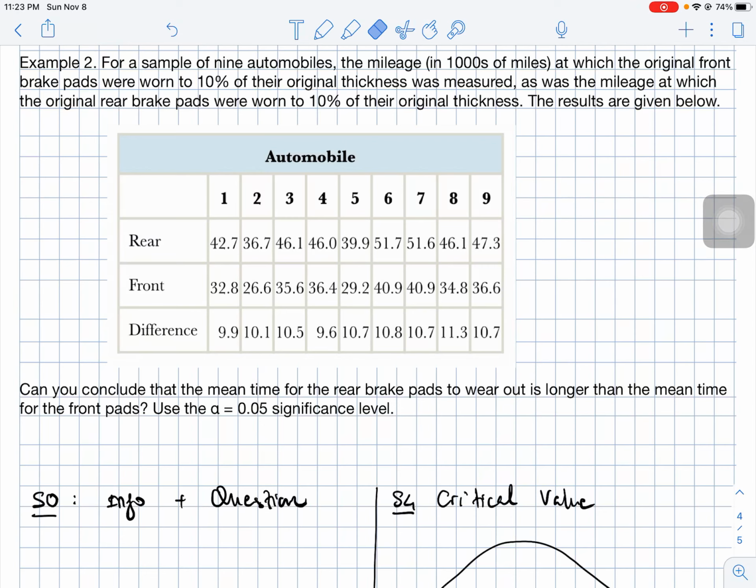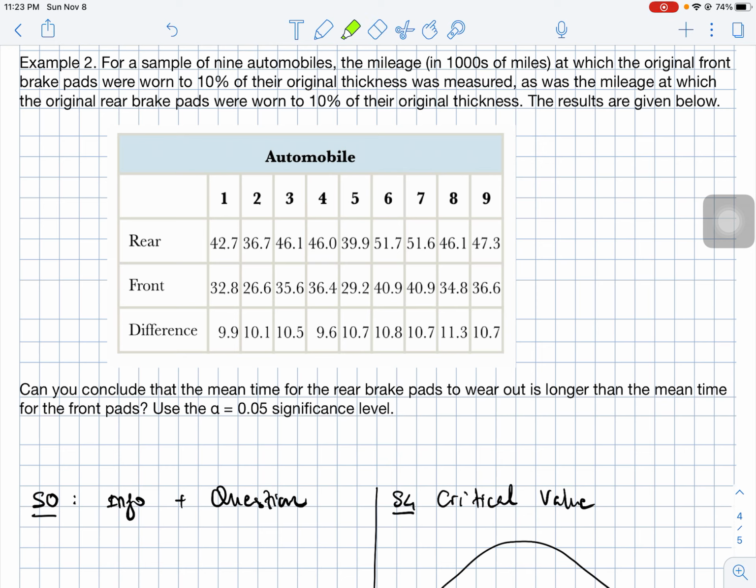Example number 2. For a sample of 9 automobiles, the mileage at which the original front brake pads were worn to 10% of the original thickness was measured. Also measured was the mileage at which the original rear brake pads were worn to 10% of their original thickness. The results are given below. Can you conclude that the mean time for the rear brake pads to wear out is longer than the mean time for the front pads? Use the alpha 0.05 significance level.